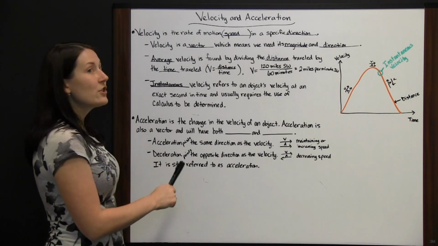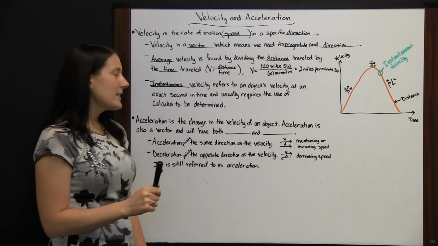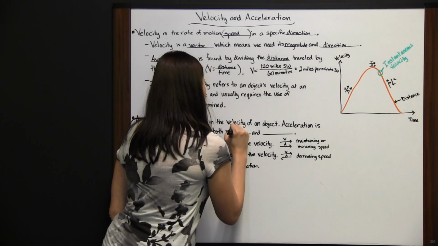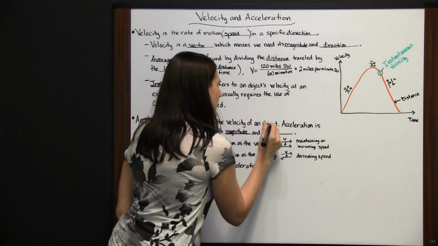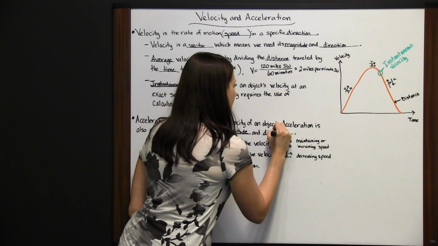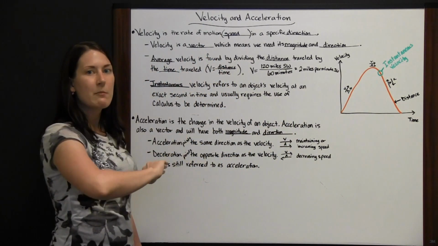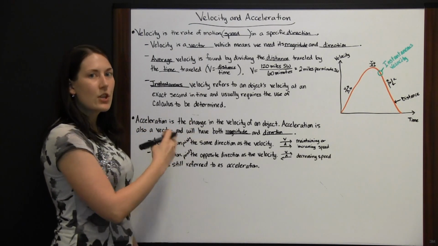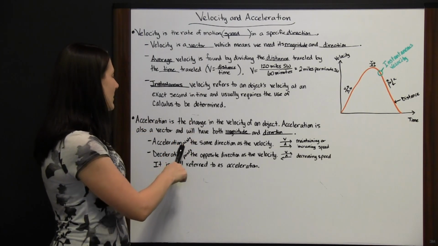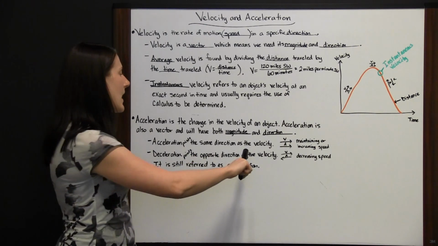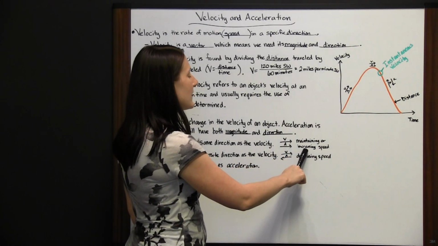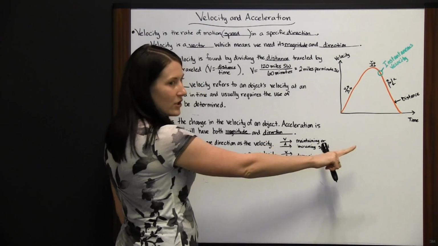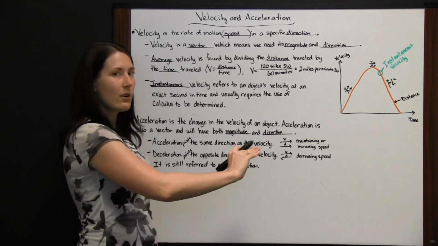Now, acceleration is the change in the velocity of an object. Acceleration is also a vector and will have both magnitude, a value, and direction. And remember, we talked about your velocity would be increasing and decreasing as you traveled. Well, acceleration is the change in that velocity. So acceleration points the same direction as velocity while you are maintaining or increasing speed. So velocity is going this direction, acceleration is going this direction while you are maintaining or increasing speed.